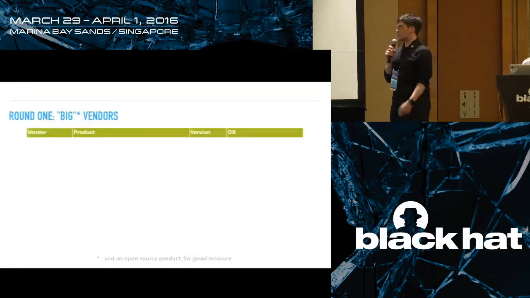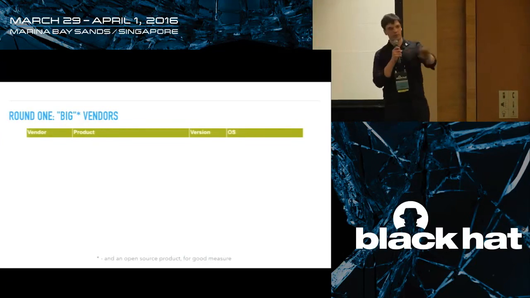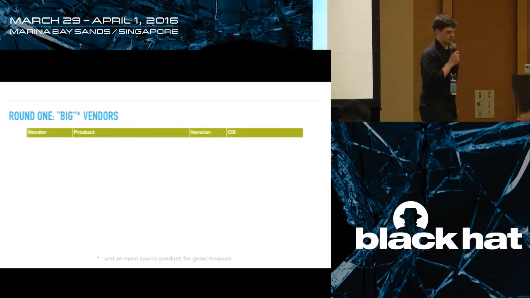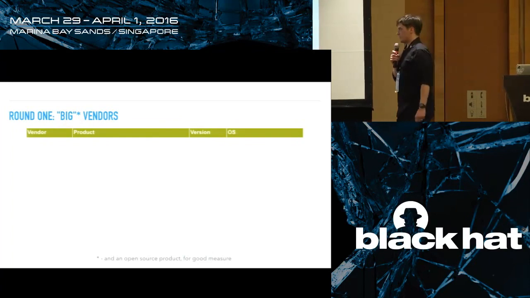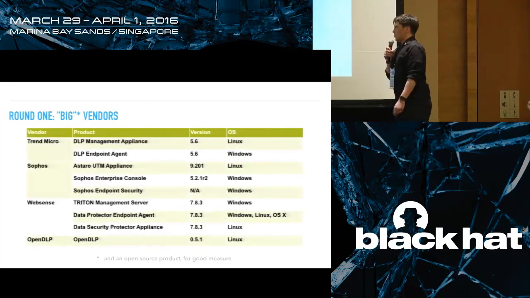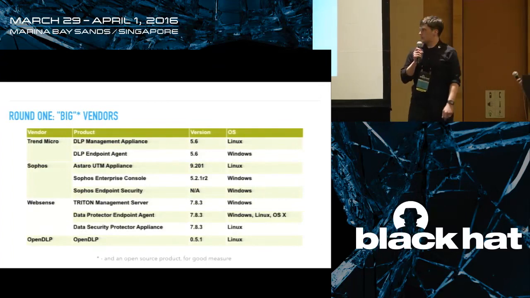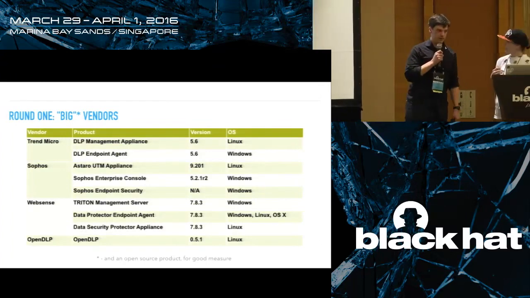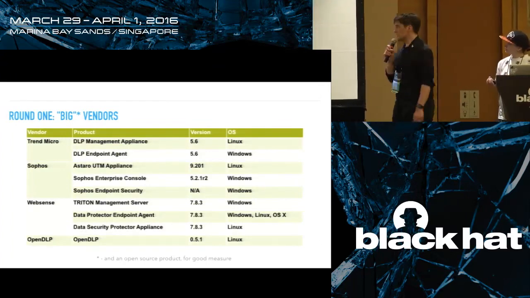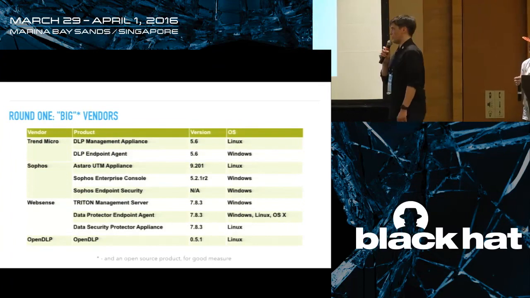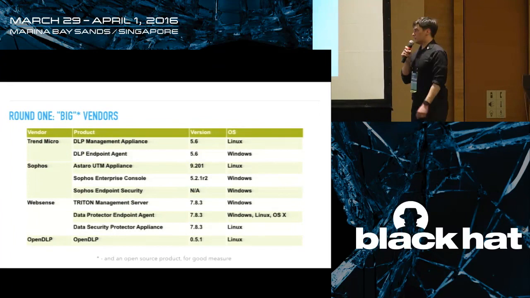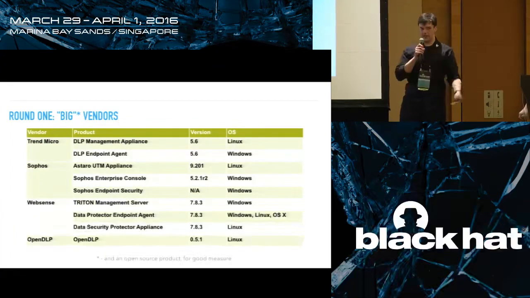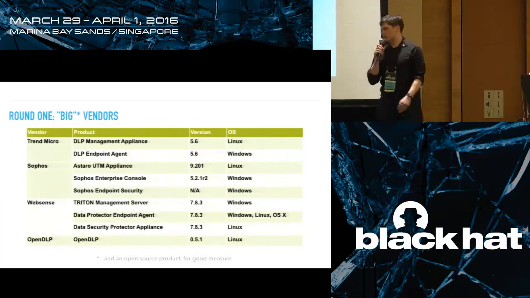So our first round, this was when we first started doing this research. So some of the results that are herein for these products are a little older, but you'll get the idea. So we looked at Trend Micro, their DLP management appliance, their endpoint agent. We looked at Sophos from a few different angles. They have a unified threat management appliance. We looked at their console and their endpoint agent, which is actually really just their antivirus software.